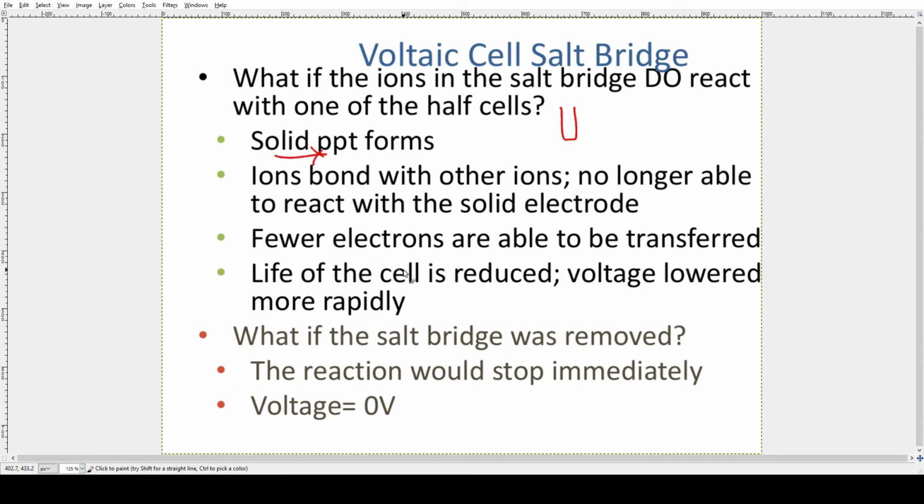If that happens, then fewer electrons can be transferred, and then the life of the cell is reduced, the voltage is lowered more quickly, and if we removed that salt bridge and the electrical neutrality is not maintained, then the reaction would just stop immediately. We'd have 0 voltage. No good.